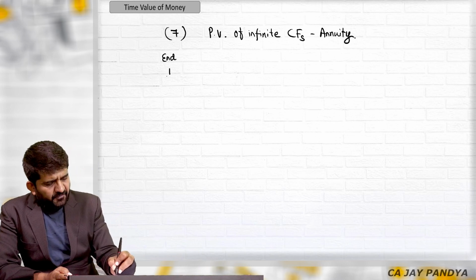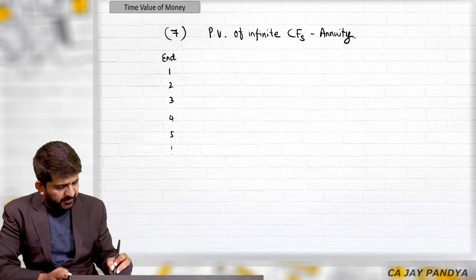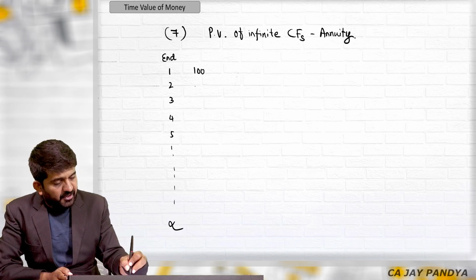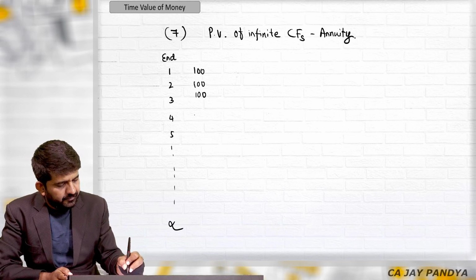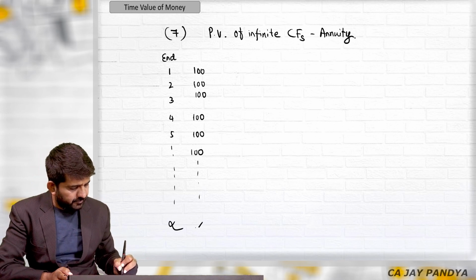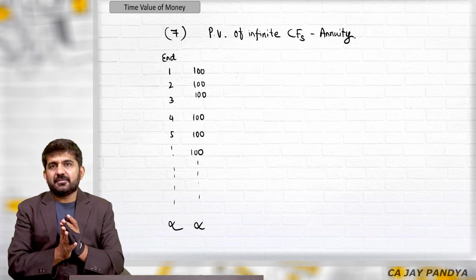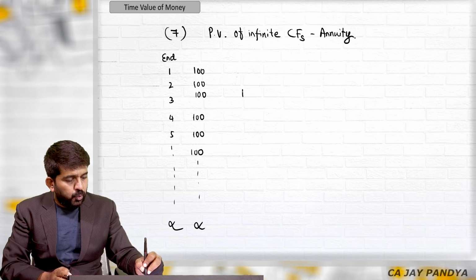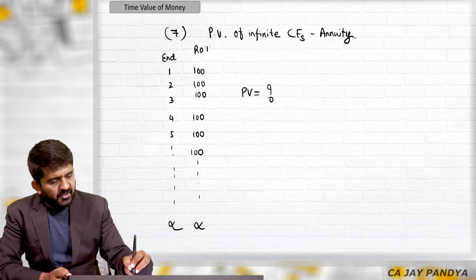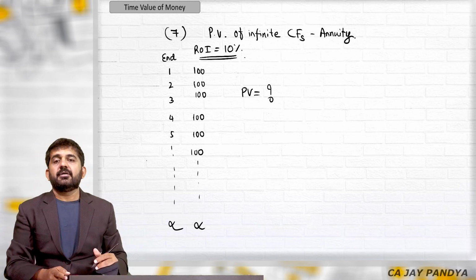At the end of first year, now it does not start with 0. Second, third, fourth, fifth, up till an infinite period of time, the cash flow or the amount is 100 rupees. What is the present value of this amount if the rate of interest is 10%?